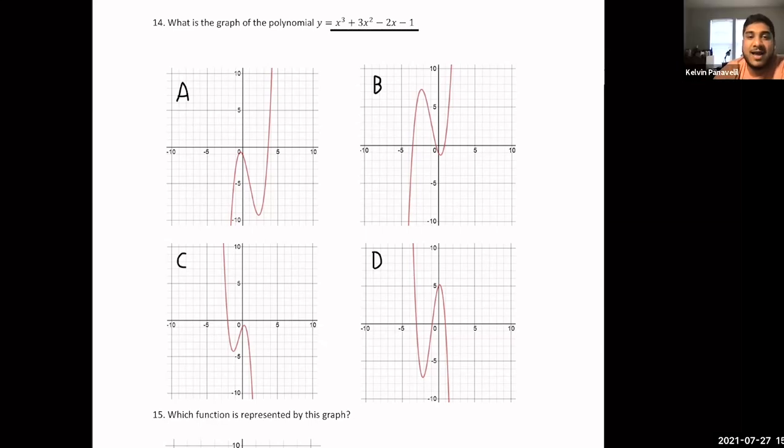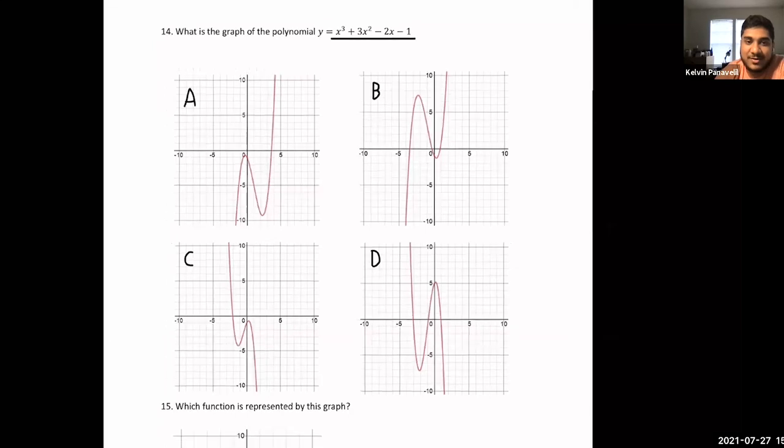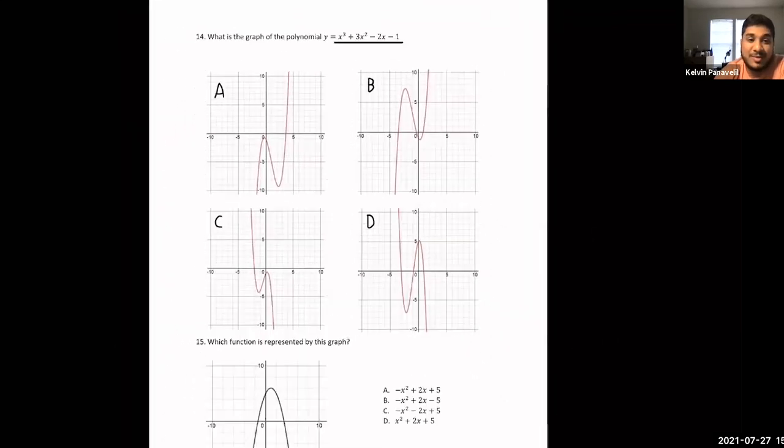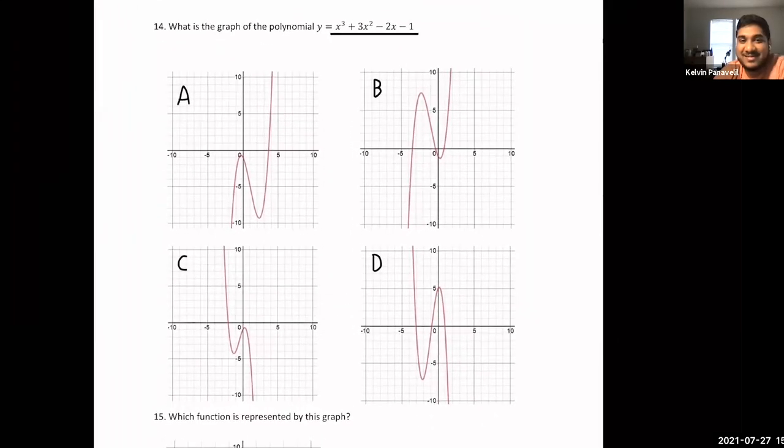Okay, perfect. So, Angelina, if I were to only give you that equation and tell you to graph this, do you think you'd be able to graph it? Yes, but we would have to solve it first. Perfect. You have to solve it, right?